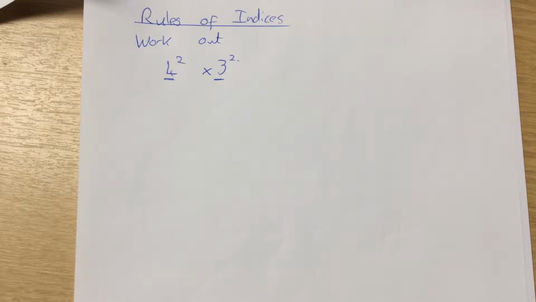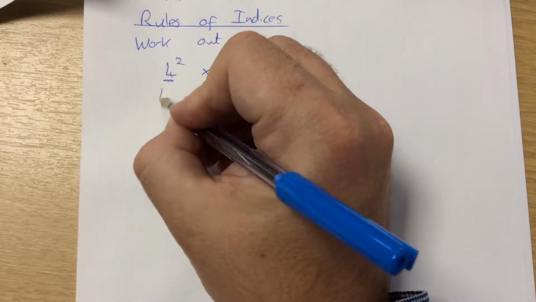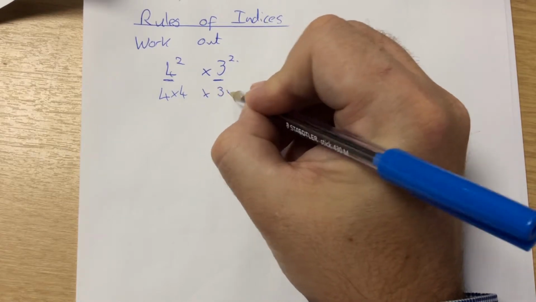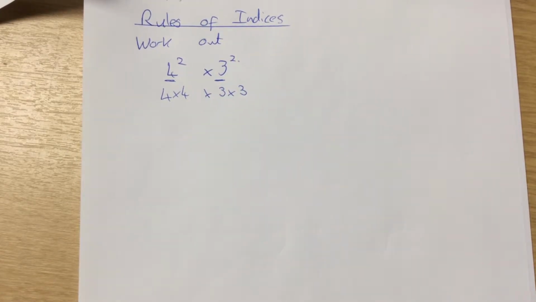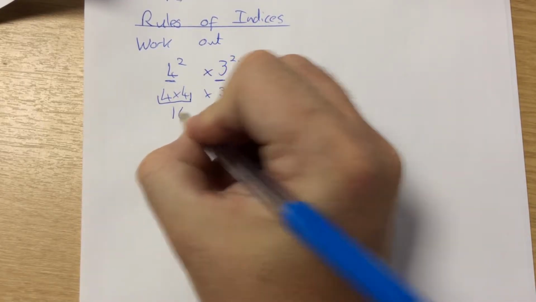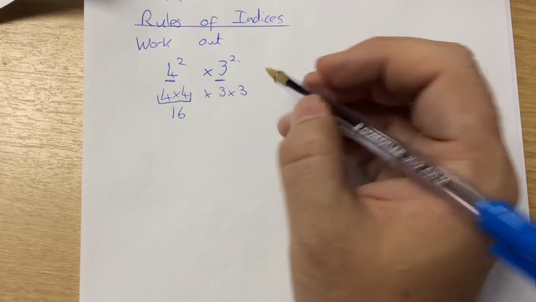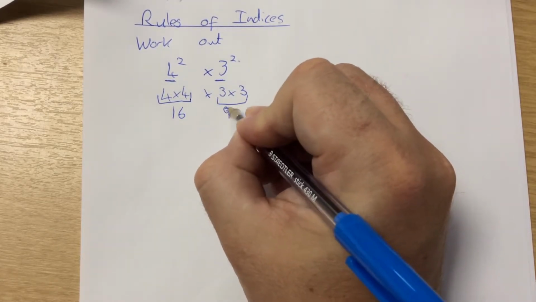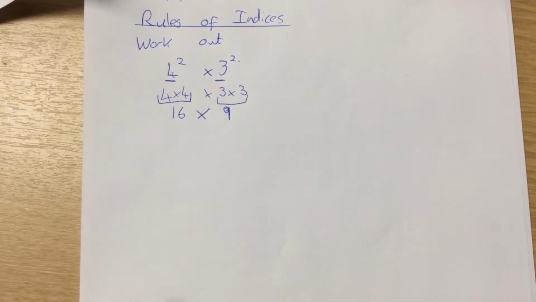So if I'm revising for my test, I need to work out what 4 squared means: 4 times 4. 3 squared means 3 times 3. And then I've got to work that out. So you've got two options. You can either do it as 4 times 4 is 16, because squared means times itself. And then 3 squared is 3 times 3, which is 9. And then because it's multiply in the middle, I'd have to do 16 times 9.